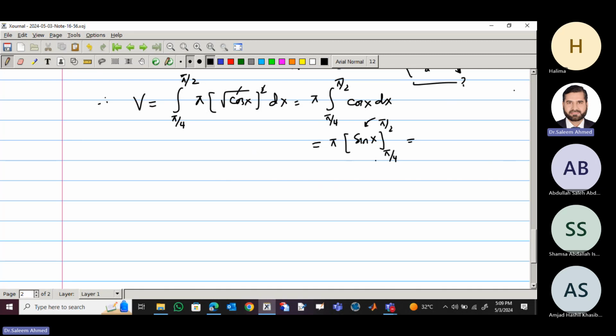Now you can replace pi by 2 and then pi by 4: sine pi by 2 minus sine pi by 4. First you put the upper limit minus the lower limit. That is section 5.6, the fundamental theorem of calculus: first you integrate, then you put the upper limit and then minus the lower limit. Now sine pi by 2 is 1 and sine pi by 4 is 1 over square root of 2. So you can write the answer.